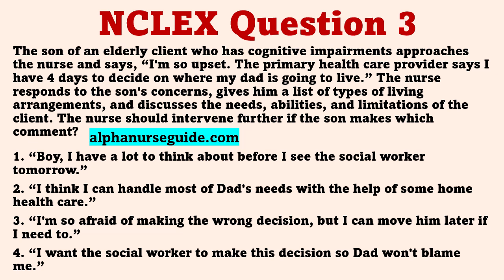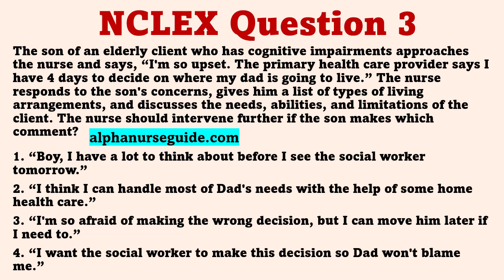The son of an elderly client who has cognitive impairments approaches a nurse and says, "I'm so upset. The primary healthcare provider says I have 4 days to decide on where my dad is going to live." The nurse responds to the son's concerns, gives him a list of types of living arrangements, and discusses the needs, abilities, and limitations of the client. The nurse should intervene further if the son makes which comment?